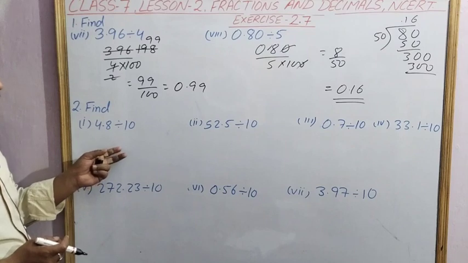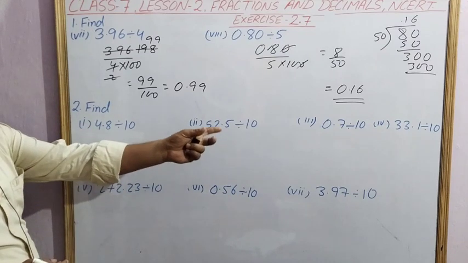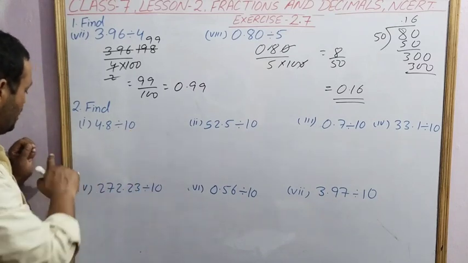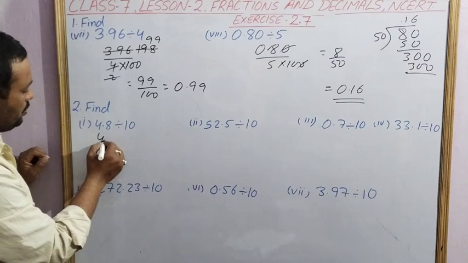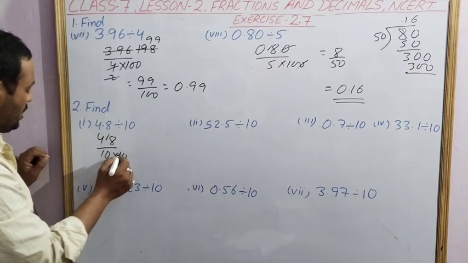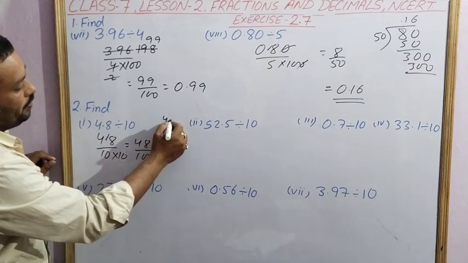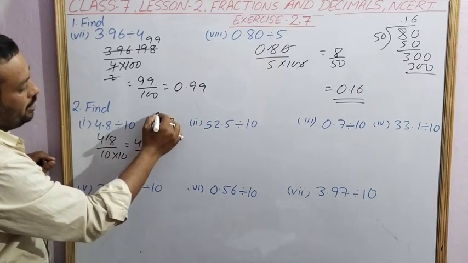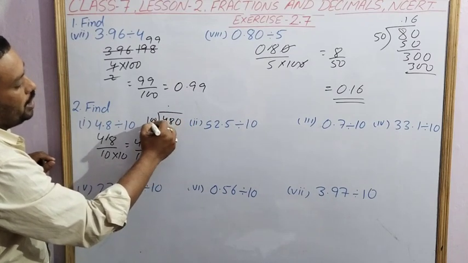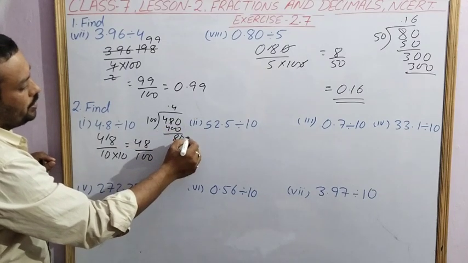Now question number 2, find number 1, 4.8 divided by 10. In question number 2, all the divisions are by 10 only. If we are dividing any number by 10, there is a simple way. First we show you 4.8 divided by 10. Removing the decimal, 10 will come, so it will be 48 by 100. Dividing 48 by 100, 48 is not divisible, so we put a decimal and 0, 100 goes 4 times 400, 80, again 10, 8 times.